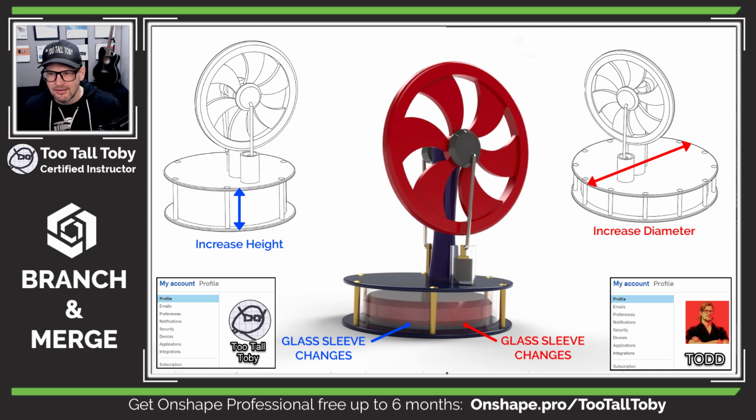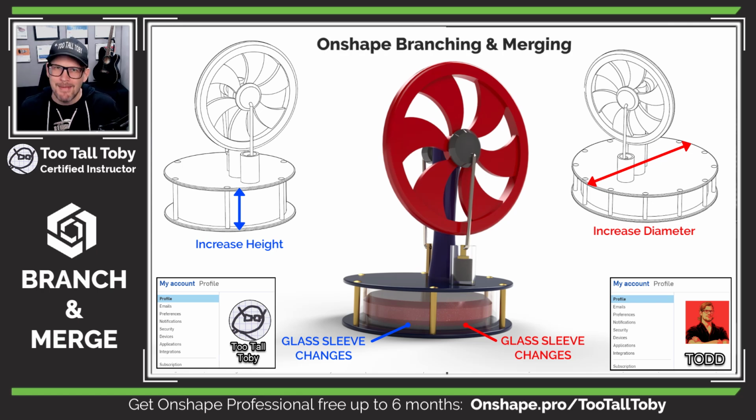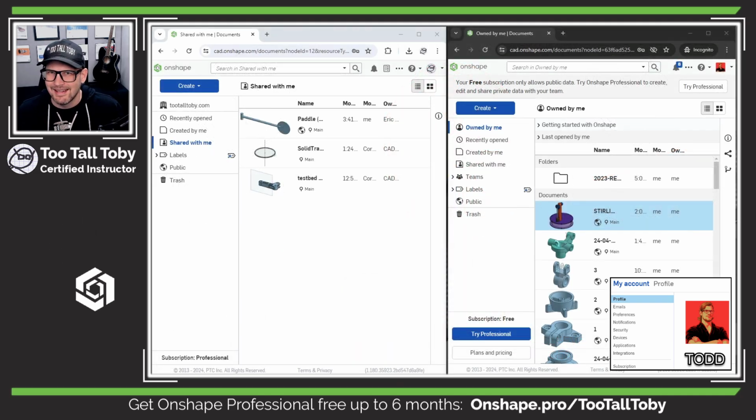So the question is, how does Onshape handle a scenario where 2 different users are working on the same assembly at the same time, they're both making changes, and these changes are going to end up affecting the geometry of the same part? And the answer to that question is through the magic of branching and merging. And that's what we're going to take a look at in today's video.